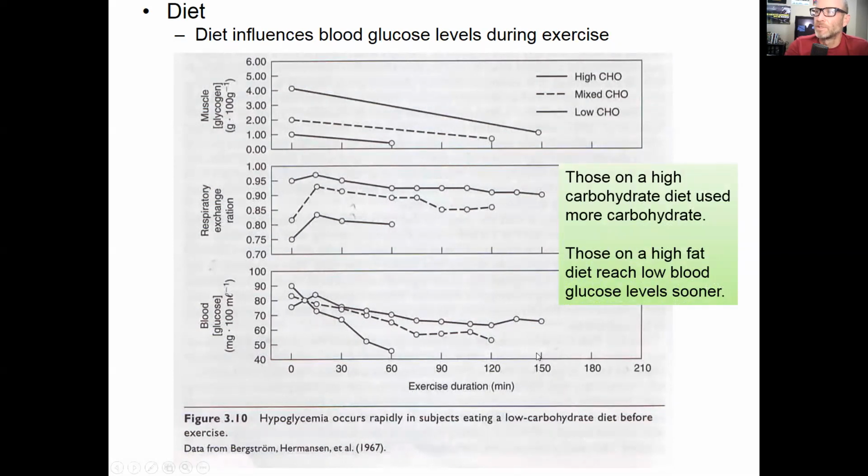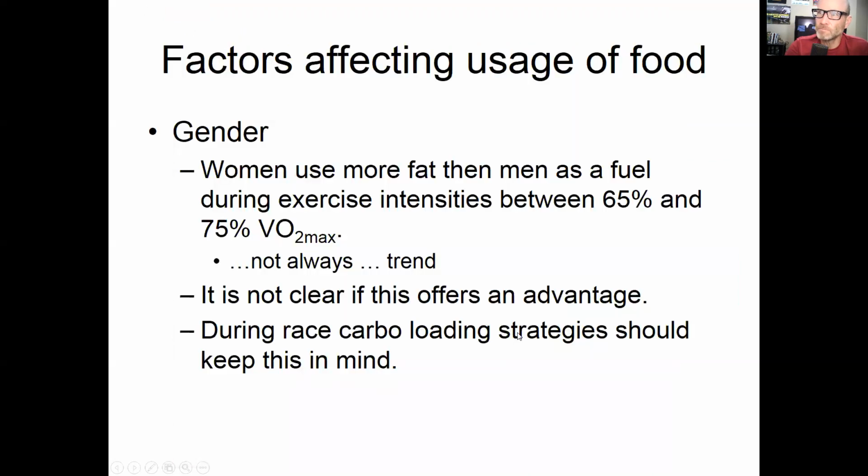Those on a high carbohydrate diet used more carbohydrate. Those on a high fat diet reached low blood glucose levels sooner. Okay, so here's low blood glucose levels. High fat diet, they had lower levels of blood glucose sooner than those on either mixed or a high carbohydrate diet. So again, high carbohydrate diet, you're sparing liver glycogen. So as you go longer, the liver can still contribute to blood glucose. So that is sustained.